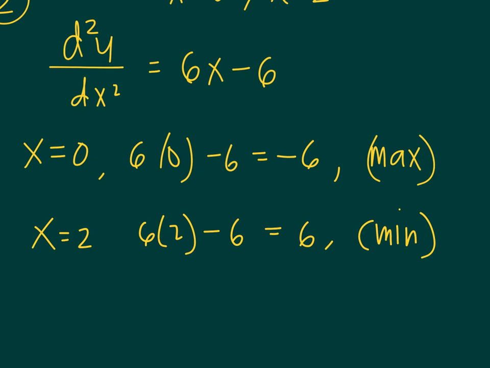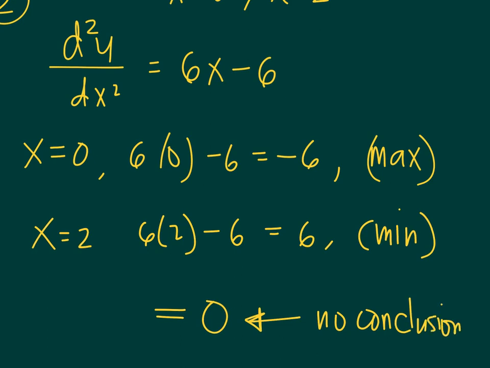Okay, now what will happen if you get a value equal to 0 when you substitute? In the second derivative test, you cannot make a conclusion. That is the time that you go back to the first derivative test. Okay, did you understand?